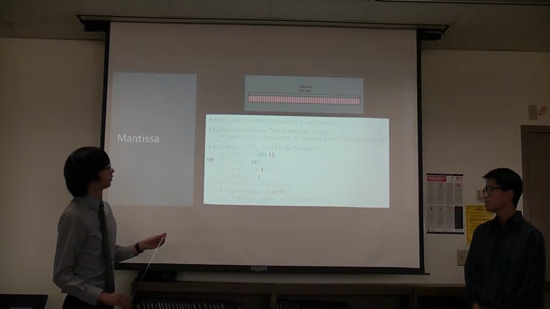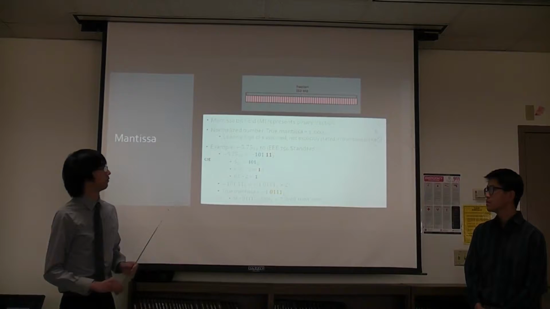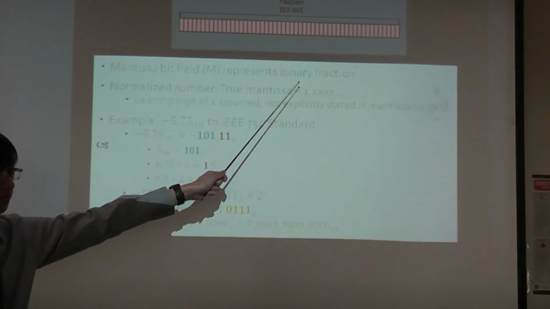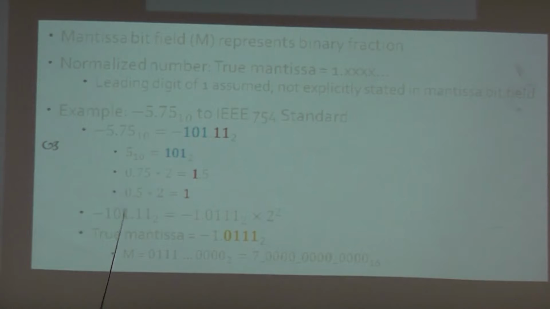For mantissa, we make an assumption for a normalized number that the binary digit to the left of the binary point is a 1. And that 1 is not explicitly stated in this bit field. So the actual mantissa is 53 bits, but what's explicitly stated in the fraction field is 52 bits.